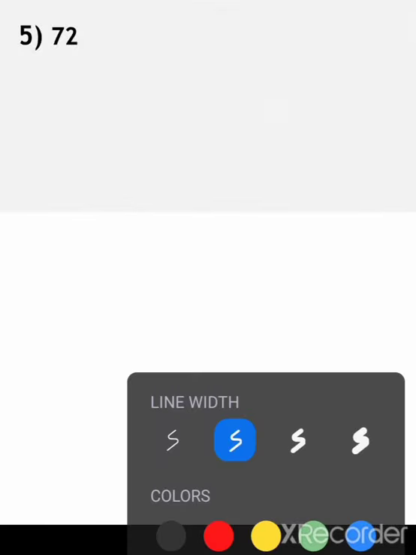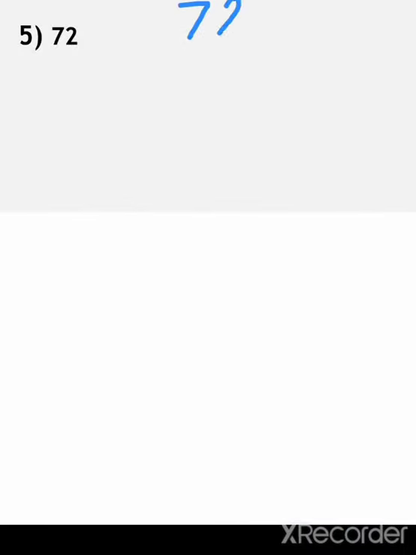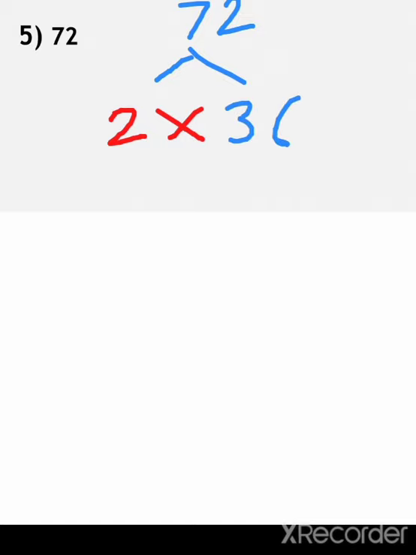Next number is 72. Let's go ahead. Again I'm getting an even number, so I will divide by 2. When I'm dividing, I'm getting the quotient. 2 3s are 6 and 2 6s are 12.